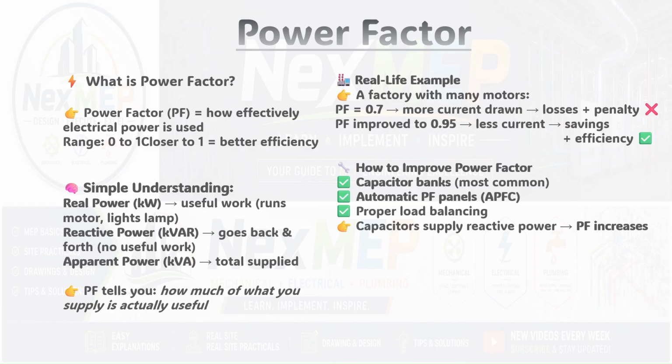Reactive power in kVAR goes back and forth without doing anything useful. And apparent power in kVA is the total power supplied. Power factor is simply the ratio of real power to apparent power.